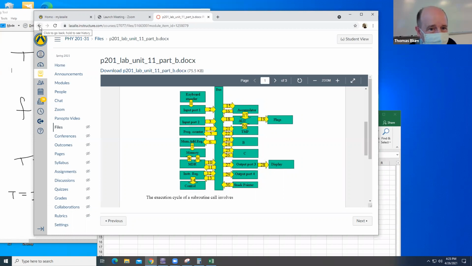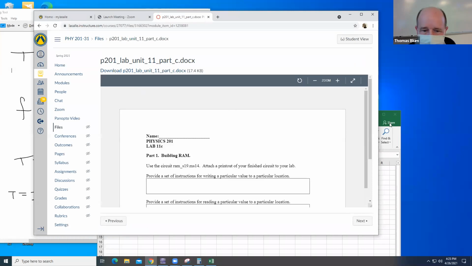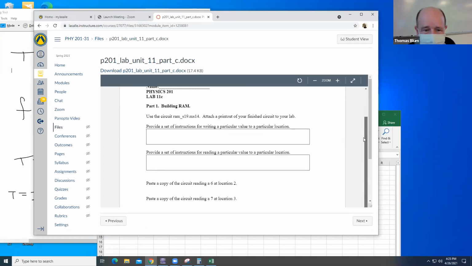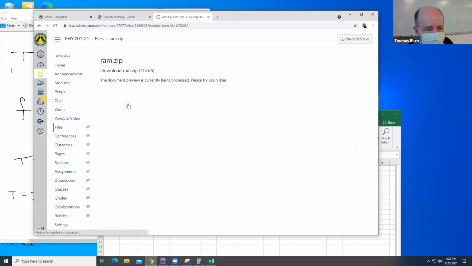And let's have a peek at 11B, so then I can say I've shown you everything. And then 11C is there's a RAM circuit. And I believe I give you, here's my RAM circuit.